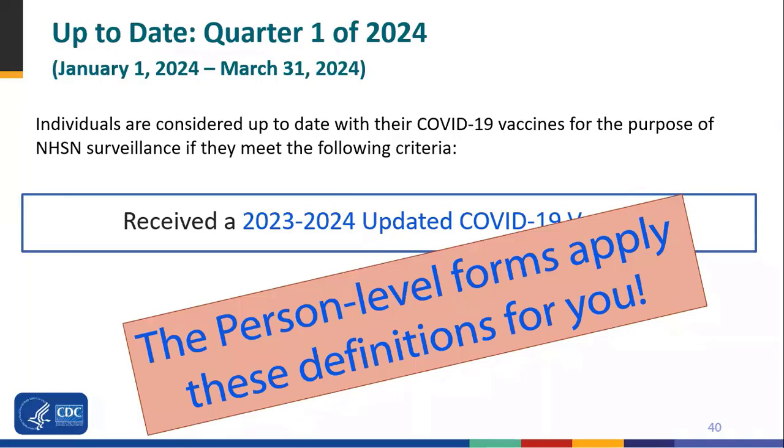As a reminder, if a facility decides to use the person-level vaccination forms, they'll automatically apply the up-to-date definitions for you for Q1 of 2024. CDC encourages facilities to use these forms as they help to manage and organize the reporting of COVID-19 vaccination data.